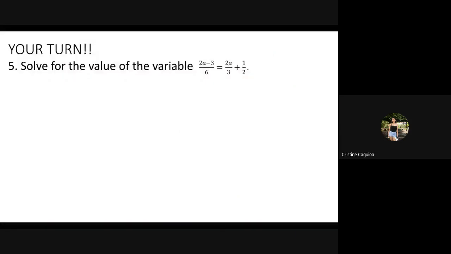Okay. Now, it's your turn. Solve the value of the variable. You don't need to check ha para mas makapag-save tayo ng time. Chinek ko na yung lahat ng sagot. Tama naman. Pero you can also do the checking. So the equation is 2a minus 3 over 6 is equal to 2a over 3 plus 1 half. First thing to do is to find the LCD. Once you have the LCD, you multiply it to each of the term. I'll give you 4 minutes. Go.